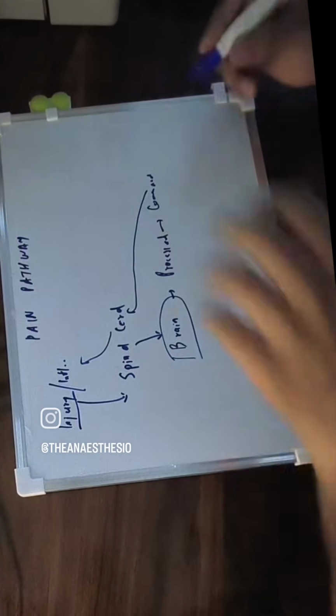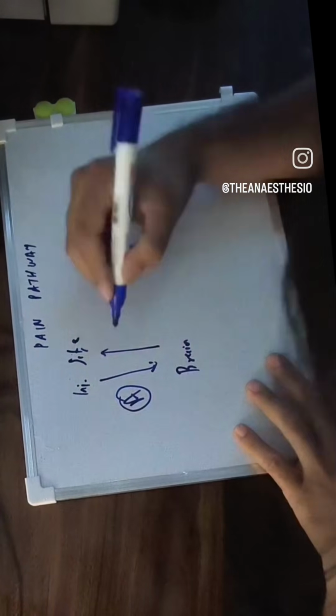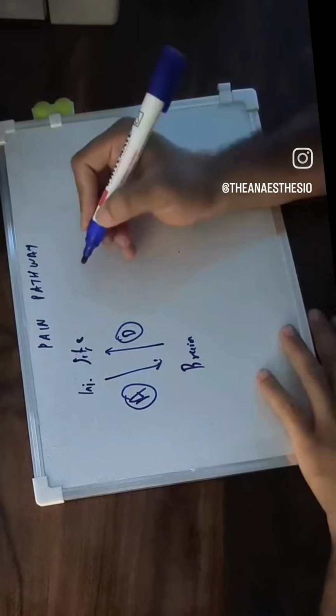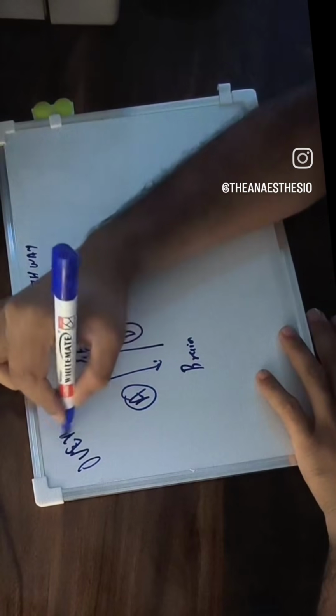So basically, the pain pathway has two paths, that is the ascending pathway and the descending pathway. Like the injury site and the brain. So this is the ascending pathway and this one is the descending pathway. Okay, so this is just the overview of the pain pathway. Let's discuss it in detail, how exactly this pathway works and where it relays.